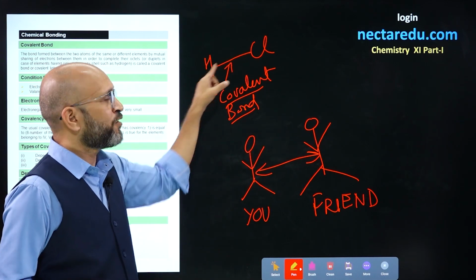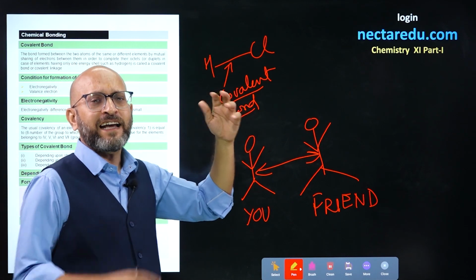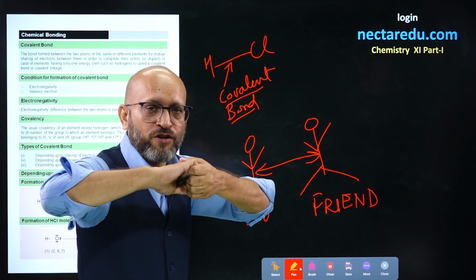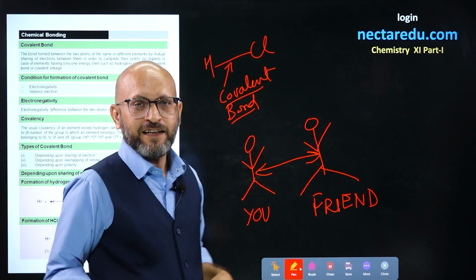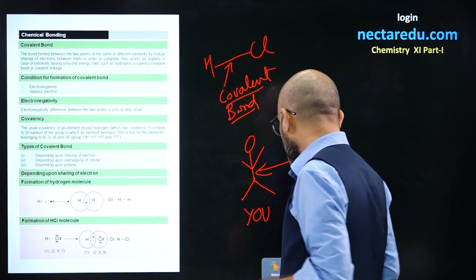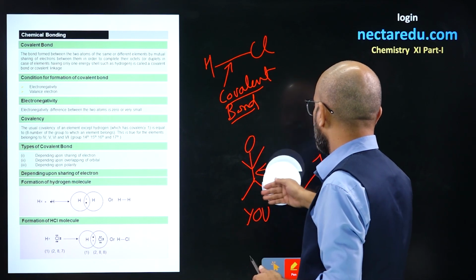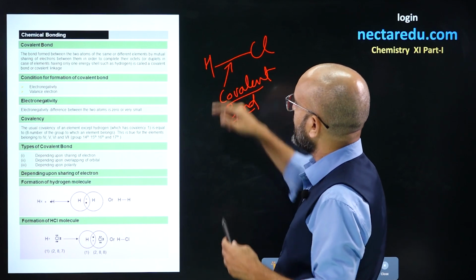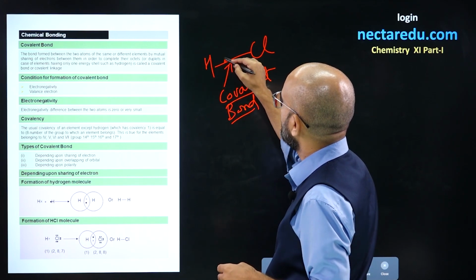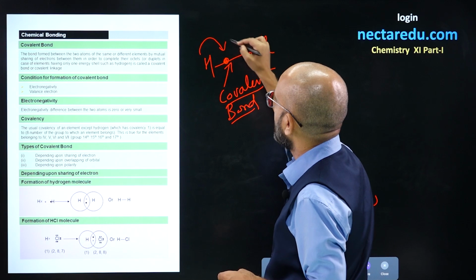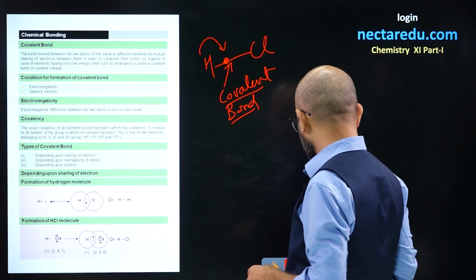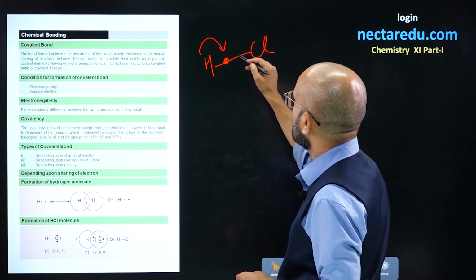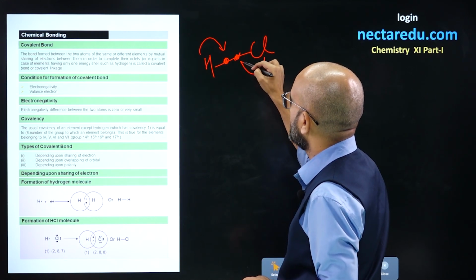So this line or a dash means that H and Cl are attracted. That means there is a strong attraction between H and Cl. Alright. And how is it formed? It is formed in a way that one electron is given by H, and one electron is given by Cl. One electron is given by H and another electron is given by Cl.